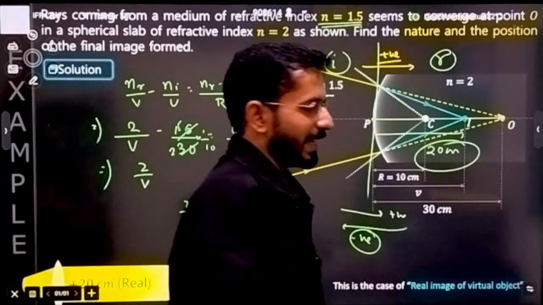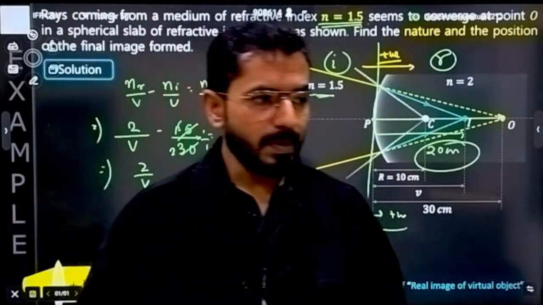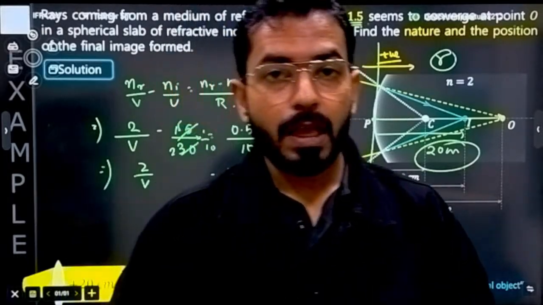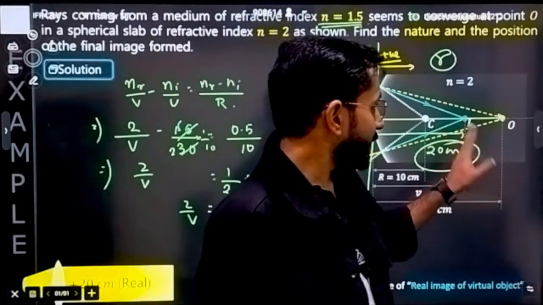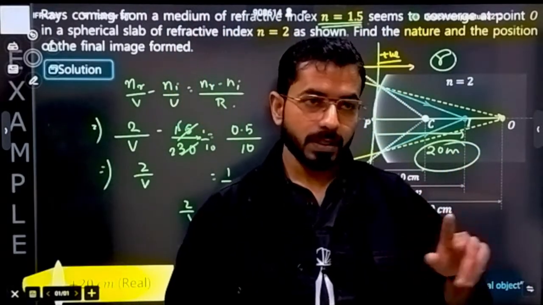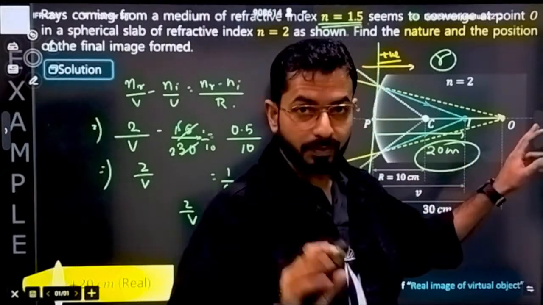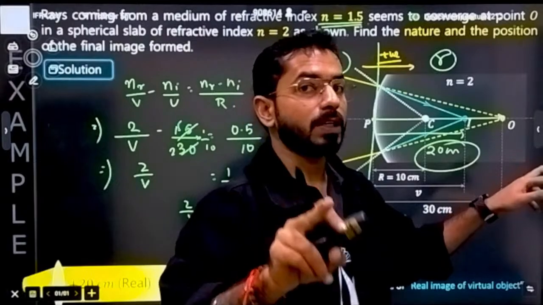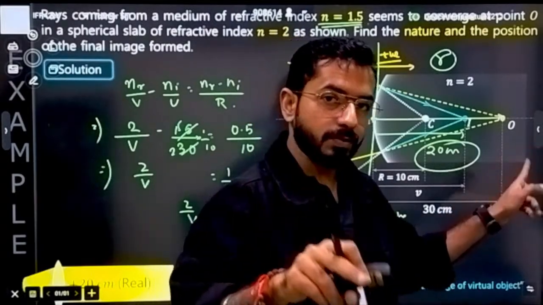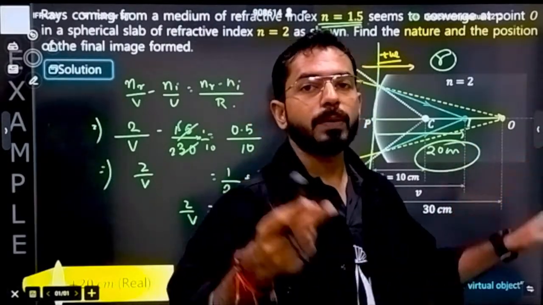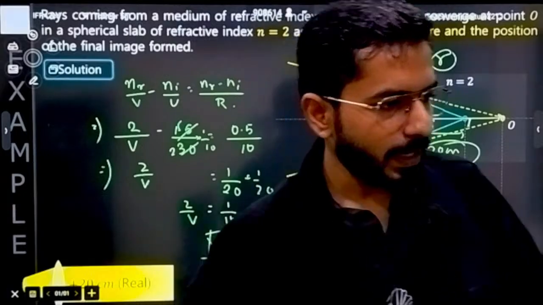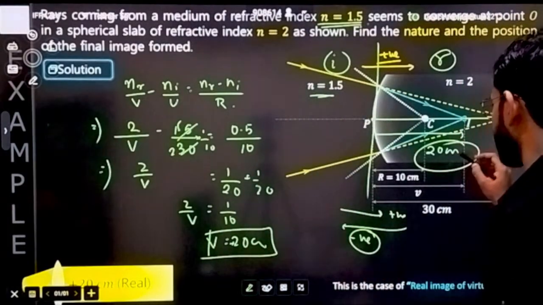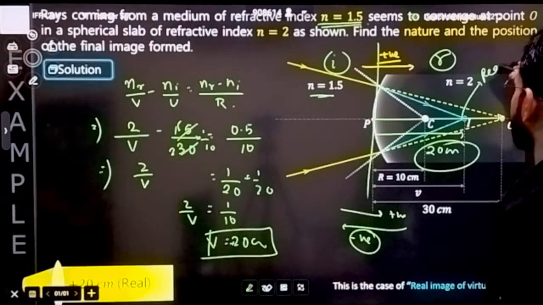This is fine, but what about the nature? Will it be real or will it be virtual? What do you think? See, now this time object and image are on the same side. That means they will be reversed. If object is real, in reflection only I'm talking, and image is forming on the same side, it will become virtual. But if object is virtual and image is forming on the same side, it will become real. Is it understood? Correct? So this will behave like a real image.